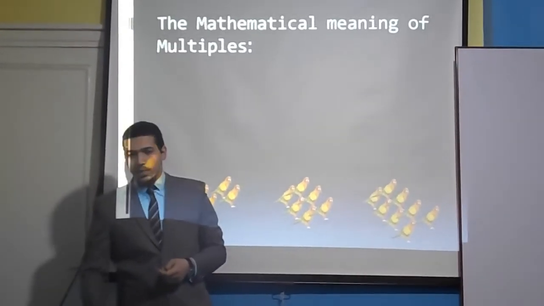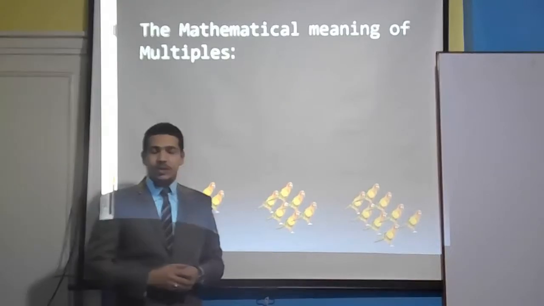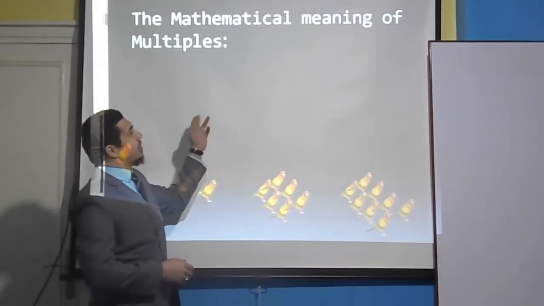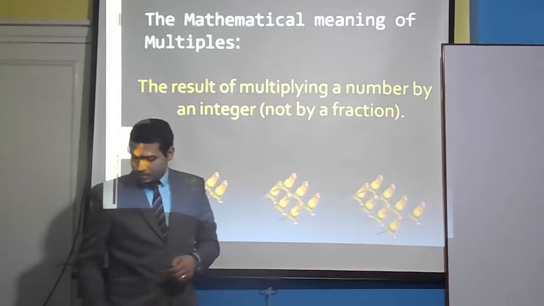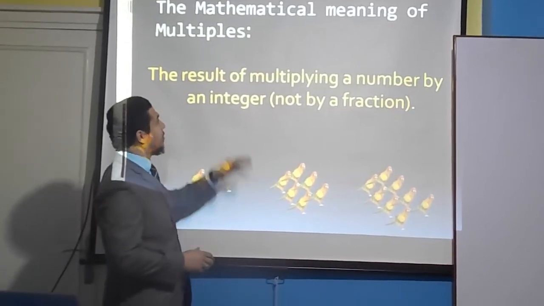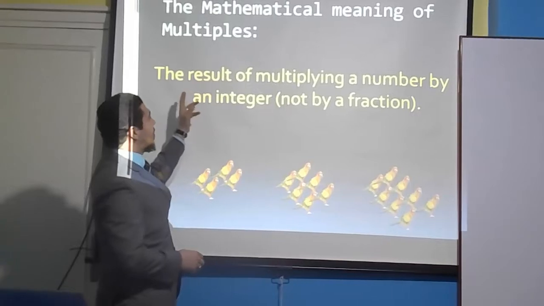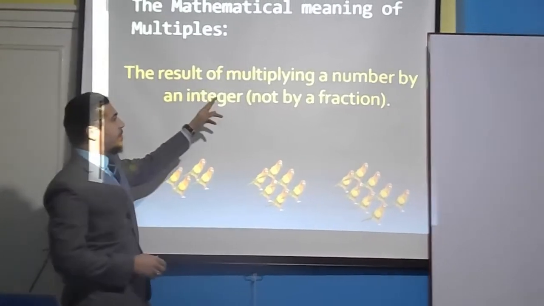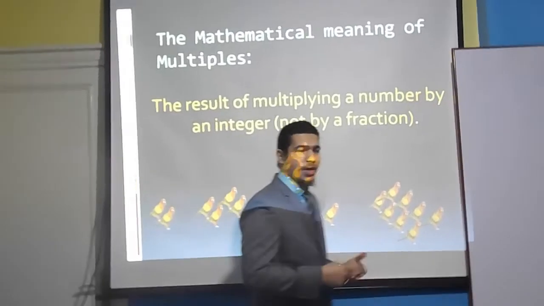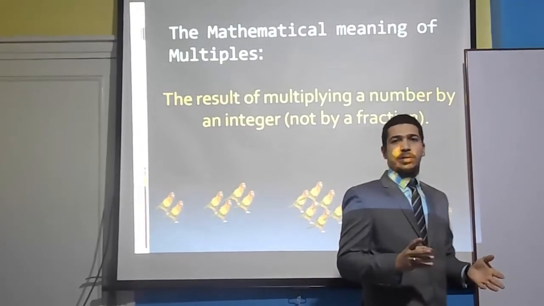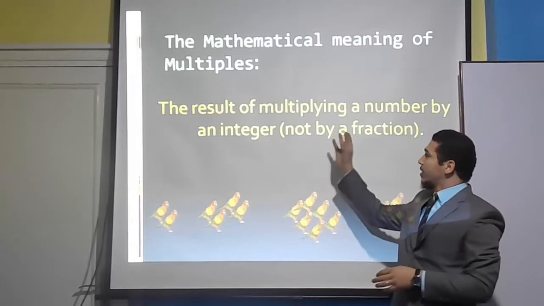Now we have another point in our lesson. It is the mathematical meaning of multiples. The mathematical meaning of multiples is the result of multiplying a number. It may be 0 or 2 or 5 or 6 or 100, any number. We would find its multiple.